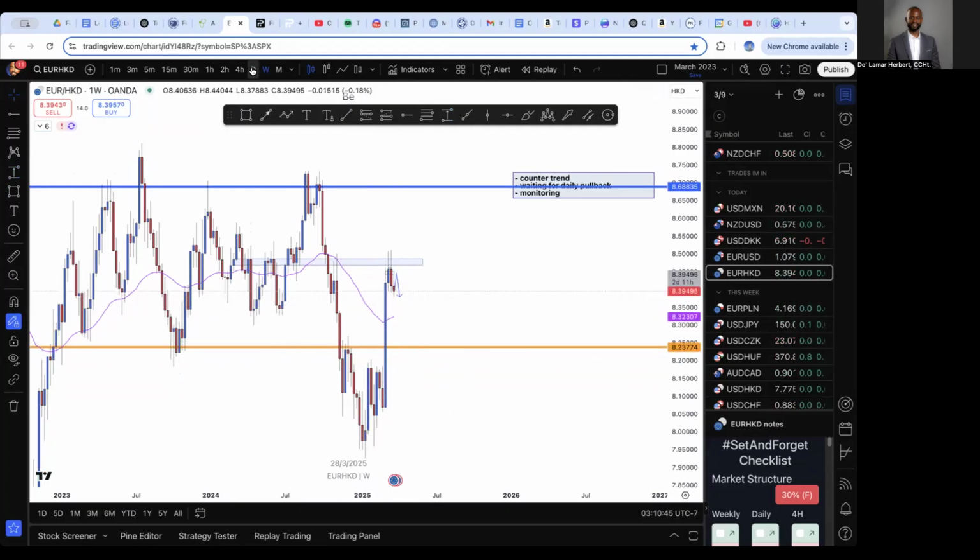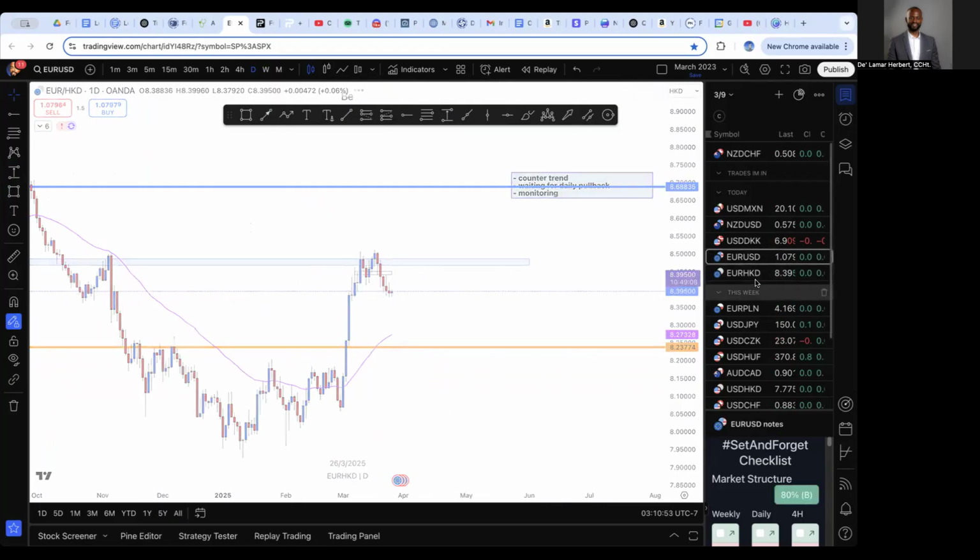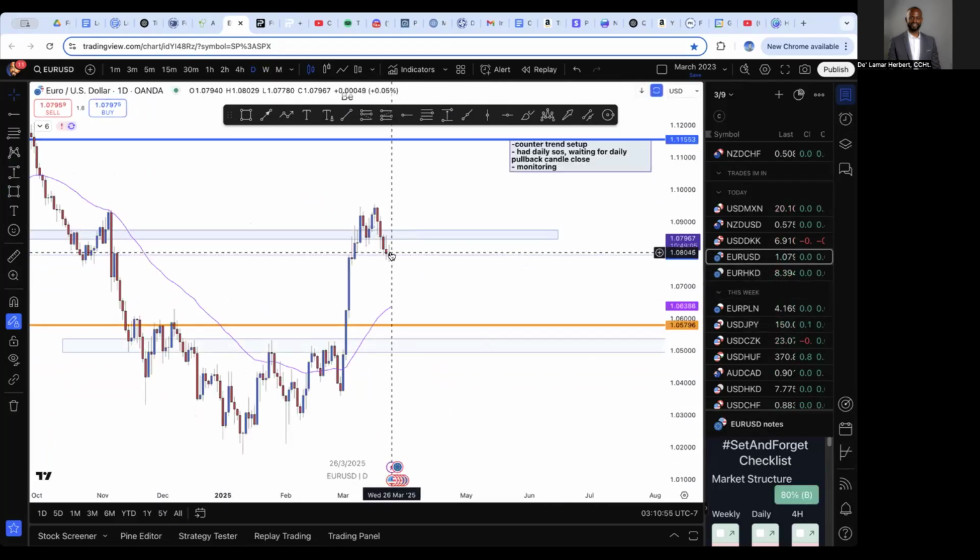So all we're doing is looking for that pullback of this daily once again, and then we'll look for lower time frames. It's the same thing here for Euro USD as well, just looking for that pullback.